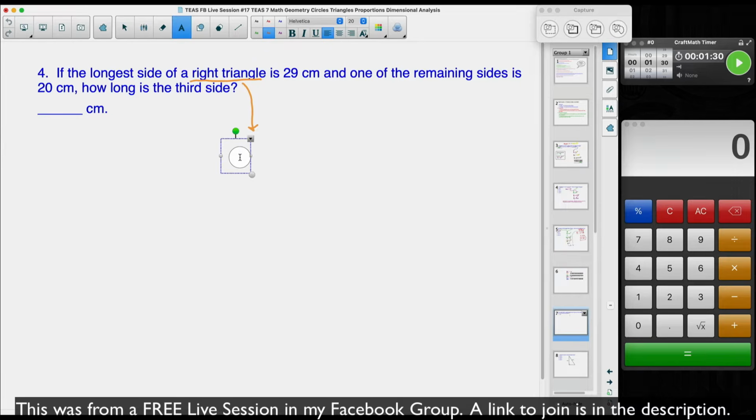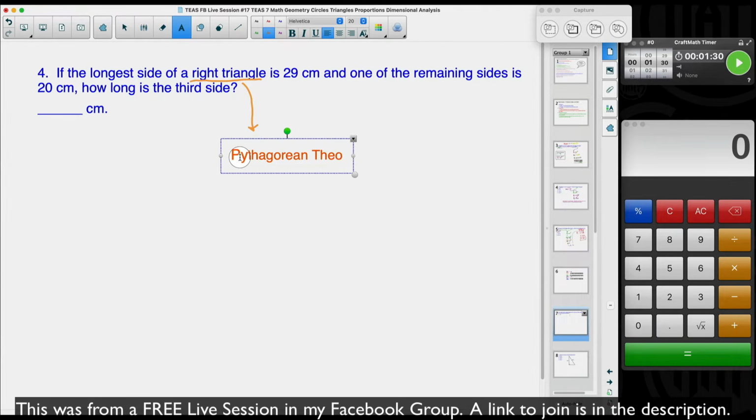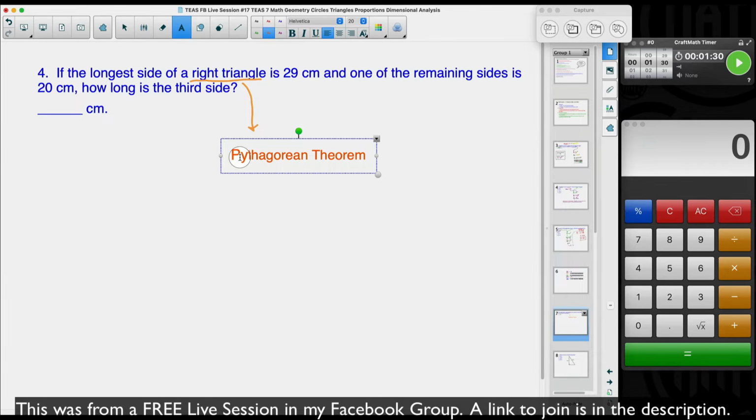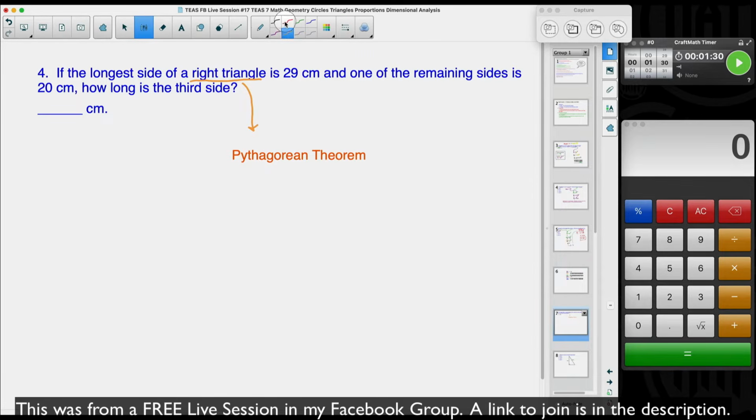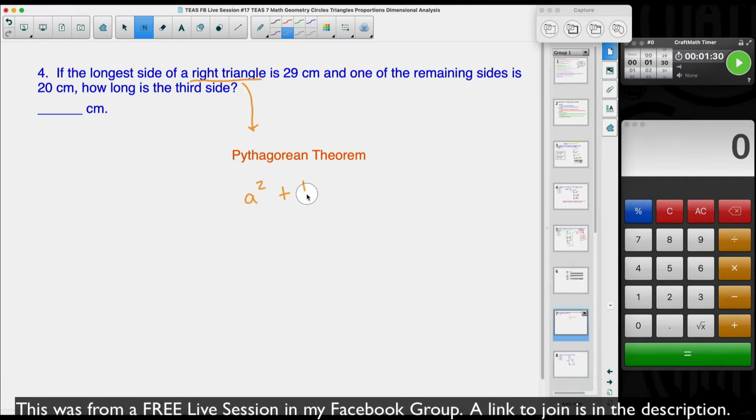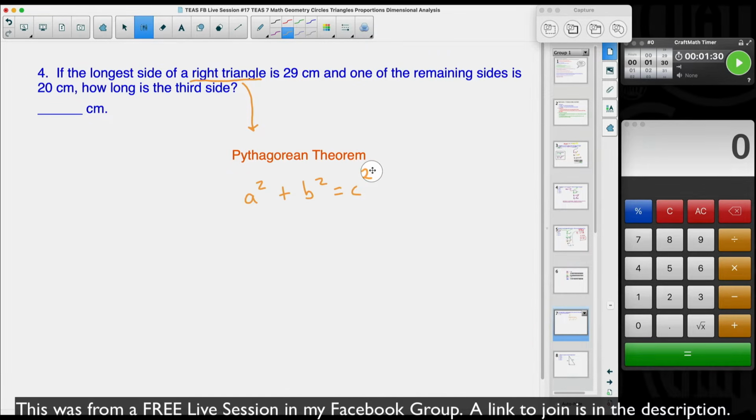Now, don't stress about that name, but I'm going to put it up here because if y'all want to look up videos later, whether it be my videos or somebody else's videos, Pythagorean theorem is what you will see, and this is referred to as a squared plus b squared equals c squared. Now, I do want to give you a picture here, because we didn't get a lot of correct answers, and I want to show you what A is, and B is, and C is.